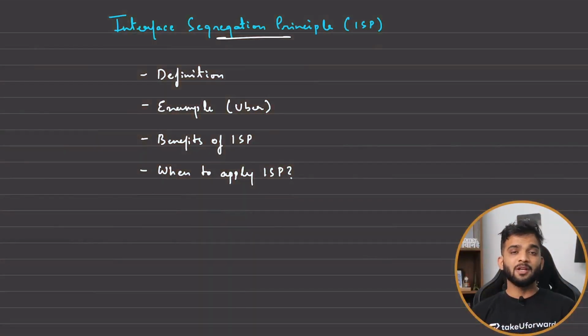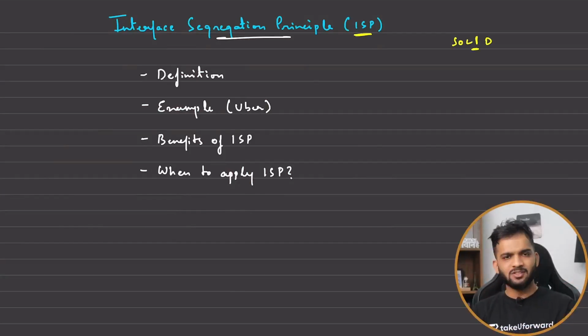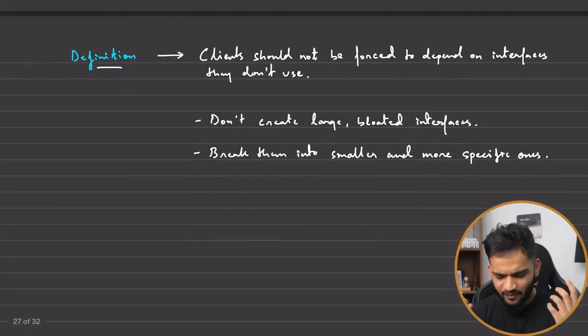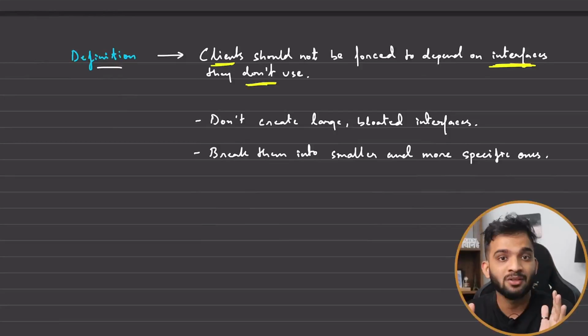So the topic for this particular video will be interface segregation principle, or more commonly known as ISP. This represents the I in SOLID principles that we are currently covering. First of all, what is the definition of ISP? Let's understand that. The definition is very straightforward. Clients should not be forced to depend on interfaces that they do not use.